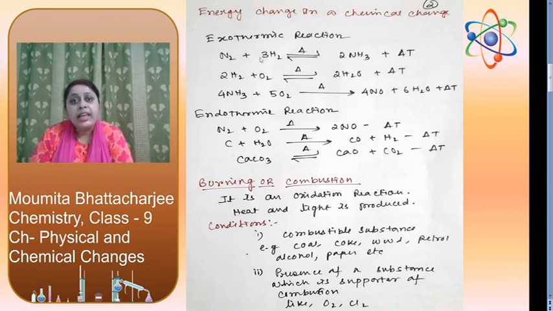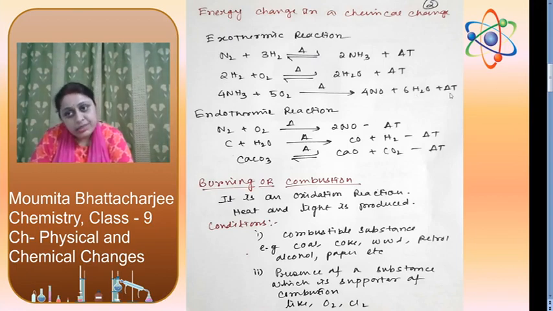Exothermic reaction: a reaction where heat is released is an exothermic reaction. You can see I have written here plus delta T. Plus delta T is the amount of heat energy that is released during the reaction. Here nitrogen plus 3H2, hydrogen, combine together to form ammonia, plus delta T, this amount of heat is released. Next one, hydrogen combines with oxygen to form water. It is also known as an exothermic reaction. This is the catalytic oxidation of ammonia forming NO and water. This is an exothermic reaction.